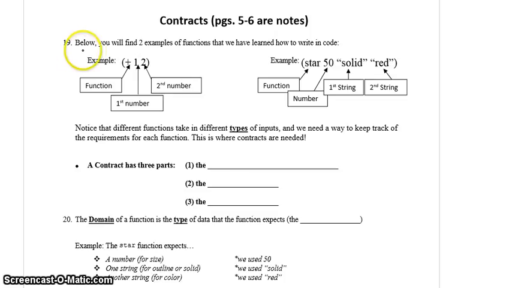On page 5, it reads, below you will find 2 examples of functions that we have learned how to write in code. The first example is the addition function, which uses 2 numbers as its inputs. The second example here is our function star, which uses 1 number and 2 strings as its inputs. Notice that the different functions take in different types of inputs, and we need a way to keep track of the requirements for each function. This is where contracts are needed. So just to recap, a contract has 3 parts: the name of the function, the domain, and the range.